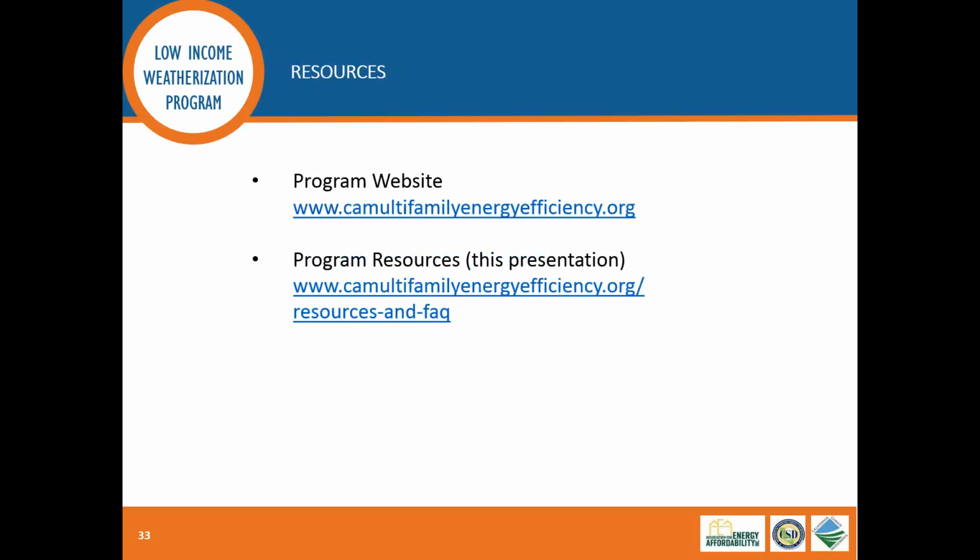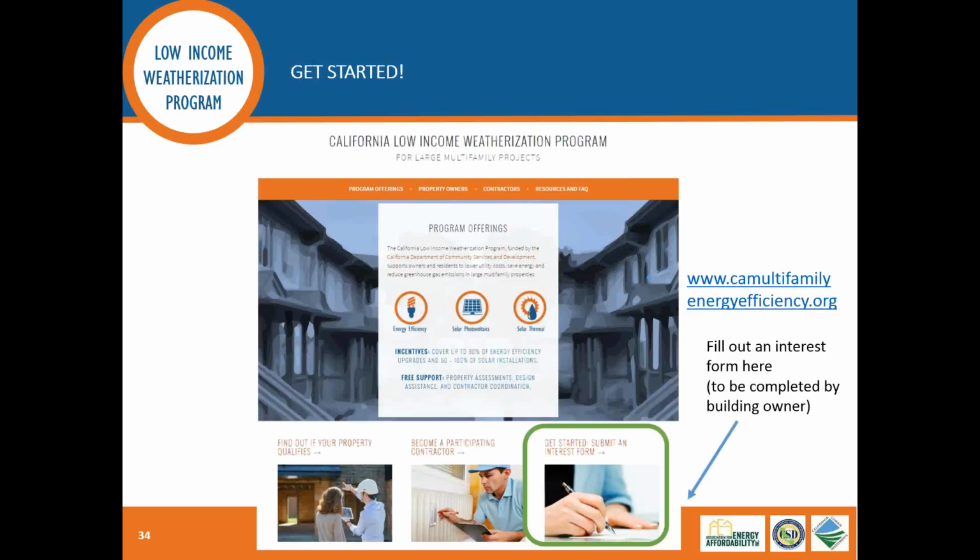So, a couple of resources. The program website is there. We'll also have this presentation on that website, as well as an FAQ to handle some of the more detailed questions. So everything you need is on that website, and we also have an interest form on that website. So if the building owner, when they're ready to participate, just give them that website. On the bottom right there is an interest form. So if they want, they could fill out the interest form there.